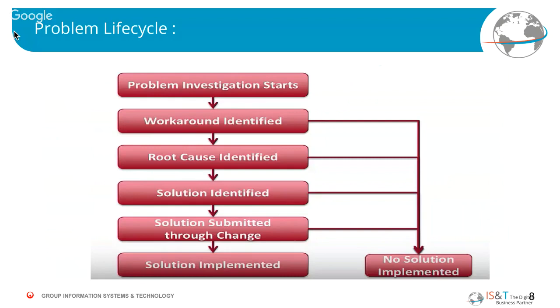Through the investigation, we can find the root cause, the underlying issue that causes the incident, and the solution. If we want to implement the solution, we submit it to a change model. The solution will be implemented and then we can close the problem ticket.